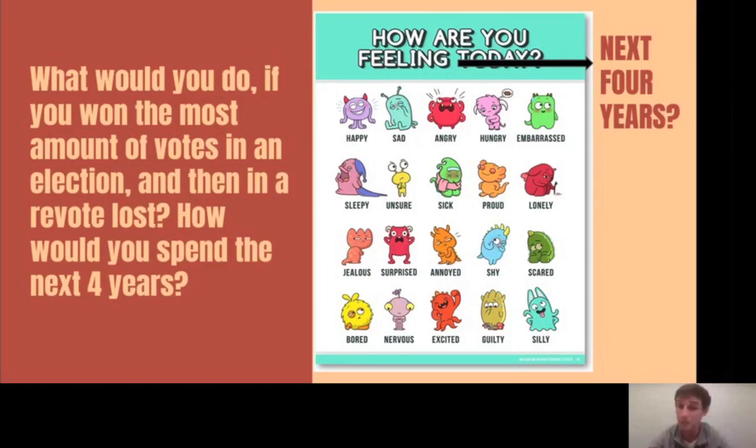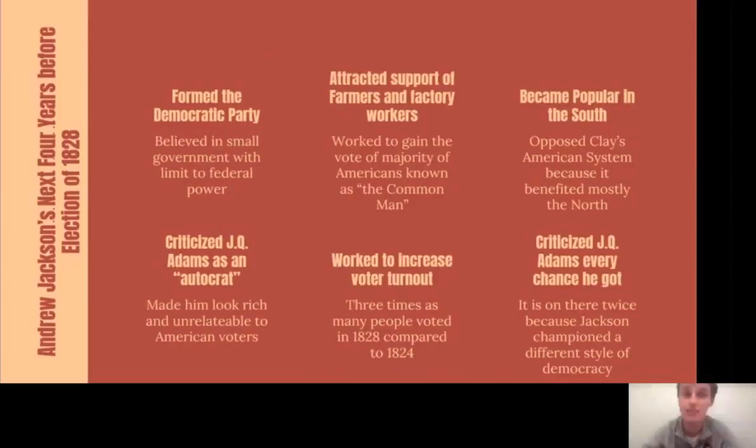Well, I can tell you for Andrew Jackson, he was angry. He was ticked. And he is going to spend the next 4 years really decisively acting against John Quincy Adams, because he wants to become president 4 years later in the next term in 1828. So how does he spend his next 4 years? He forms the Democratic Party.